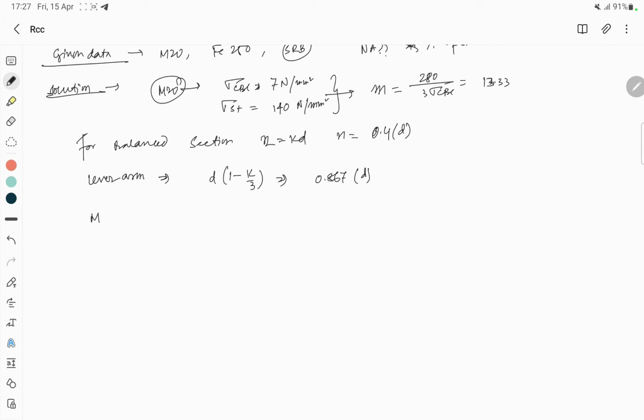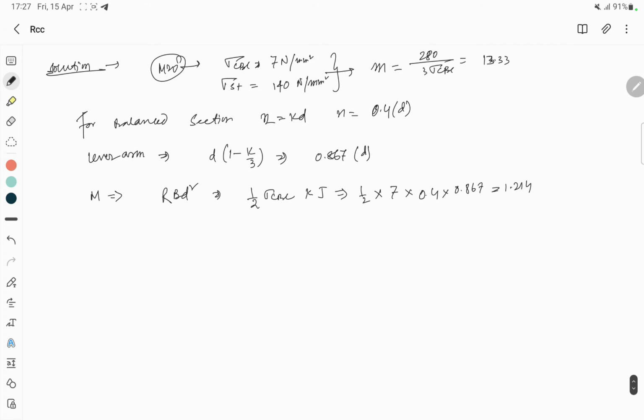And moment of resistance M, that is equal to R b d square, that is equal to half sigma CBC k j, half into 7 into 0.4 into 0.867 equal to 1.214. That means 1.214 b d square is the value of M.